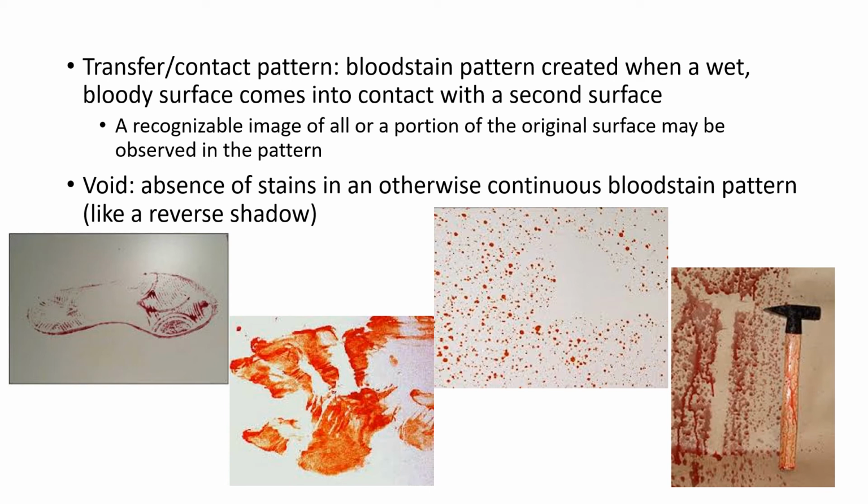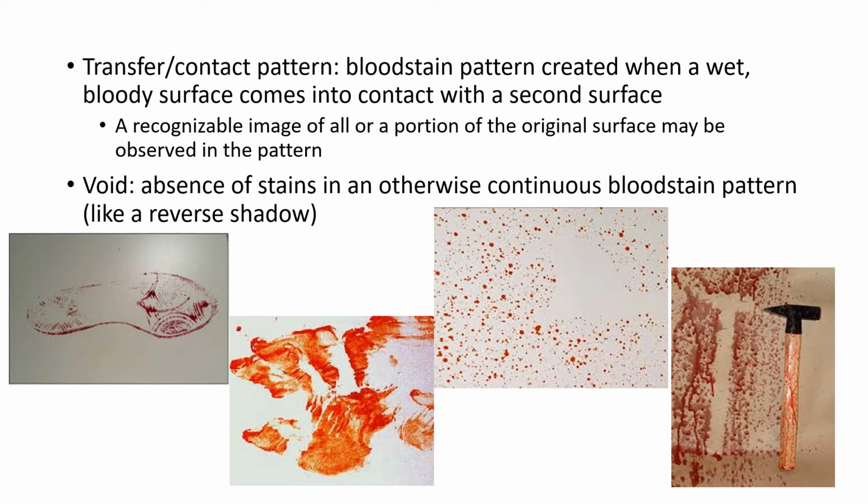pattern. So kind of going from the left, here we have a shoe print. Notice you can see those ridges and stuff in the shoe print itself. The next one is a handprint. So you can actually see the outline of the palm and the fingers through that pattern.